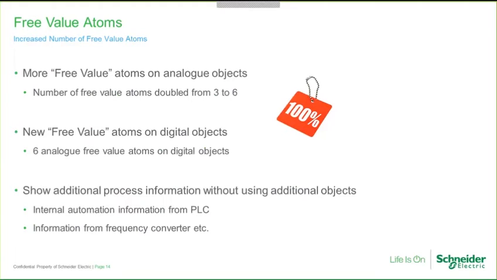The purpose is the same. You can use them to utilize additional process information without the need to pay for a dedicated IGSS object. So if you have a VLT, you can have some of the internal figures from that displayed along with the operational status of the pump without the need for an analog object.